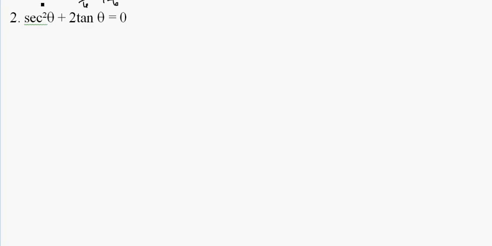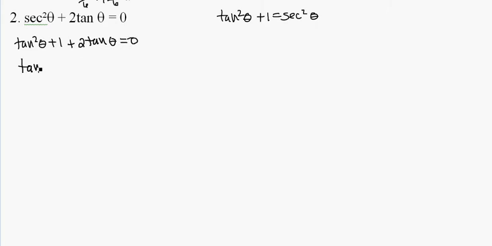So again, we have a squared term and a linear term, so we want to change this squared term into the linear term. I know that tangent squared theta plus 1 equals secant squared theta. So you do this substitution right here. I'm going to replace secant squared with tan squared plus 1. So I get tan squared theta plus 1 equals, that's a plus 2 tan theta equals 0. I'm going to rewrite the order, so I get tan squared theta plus 2 tan theta plus 1 equals 0.